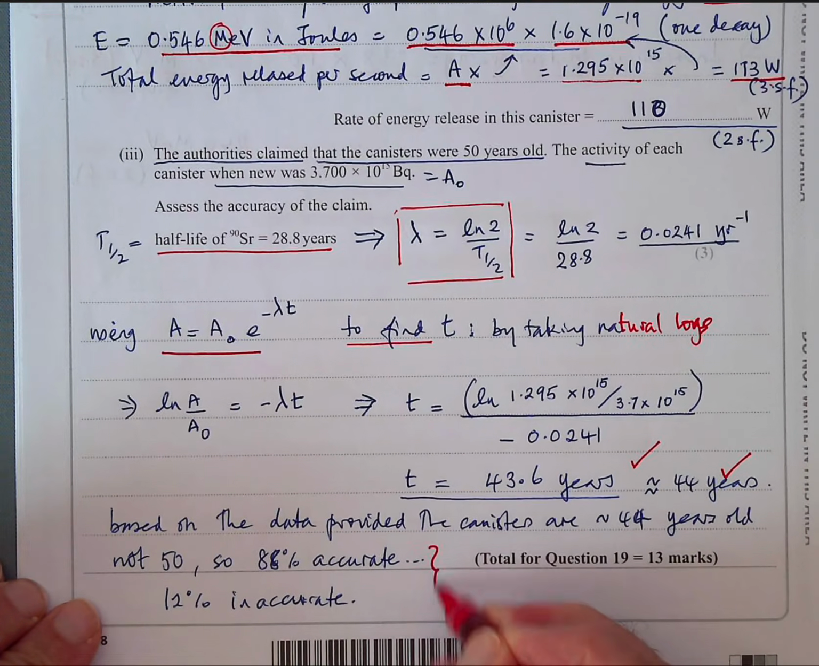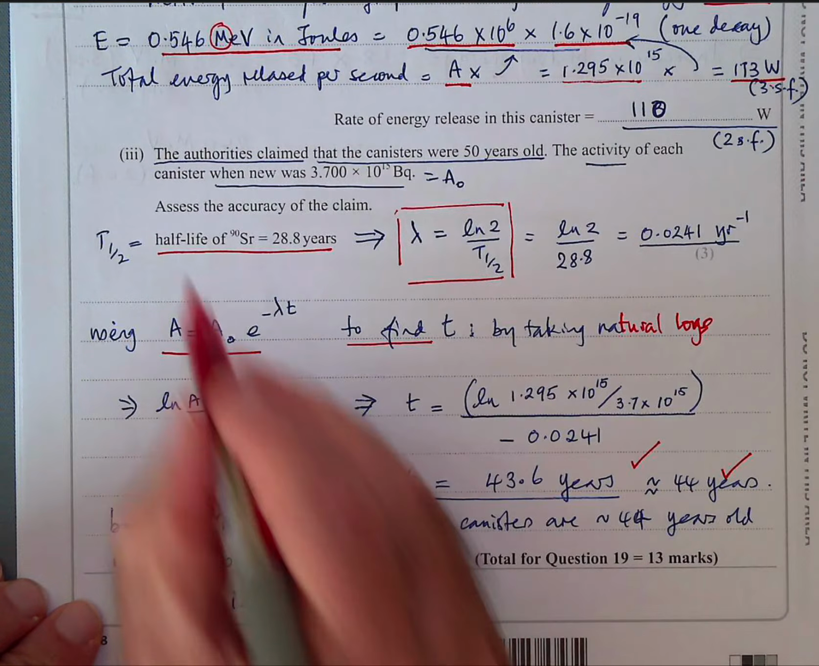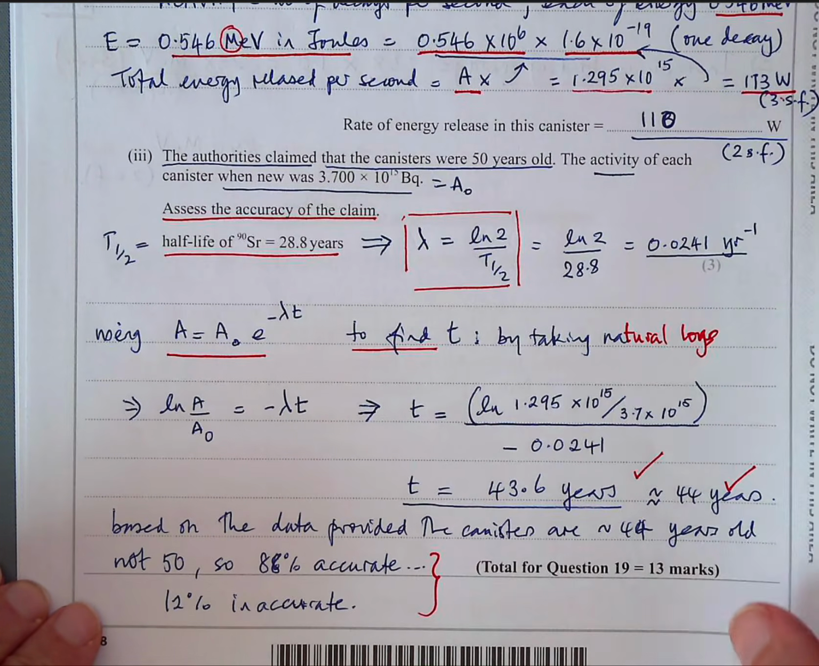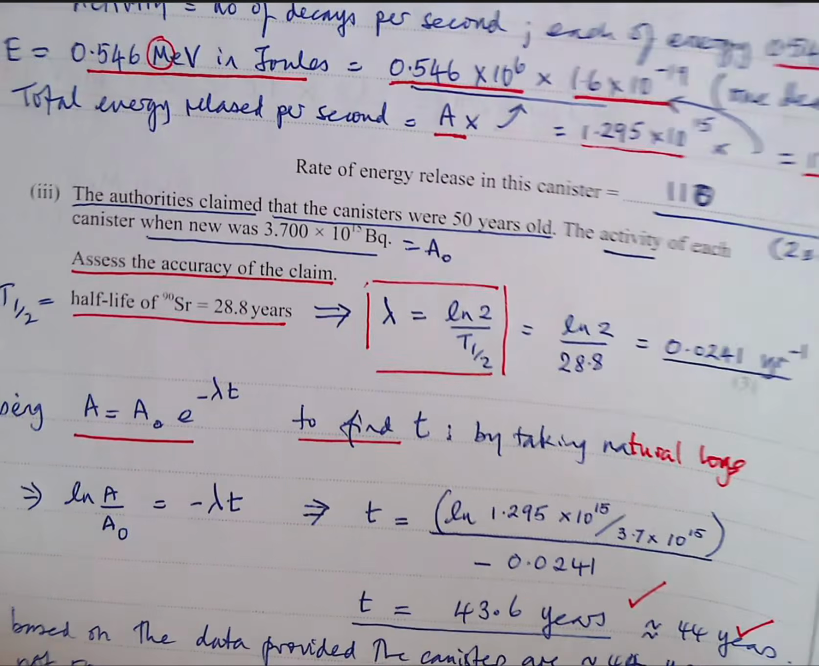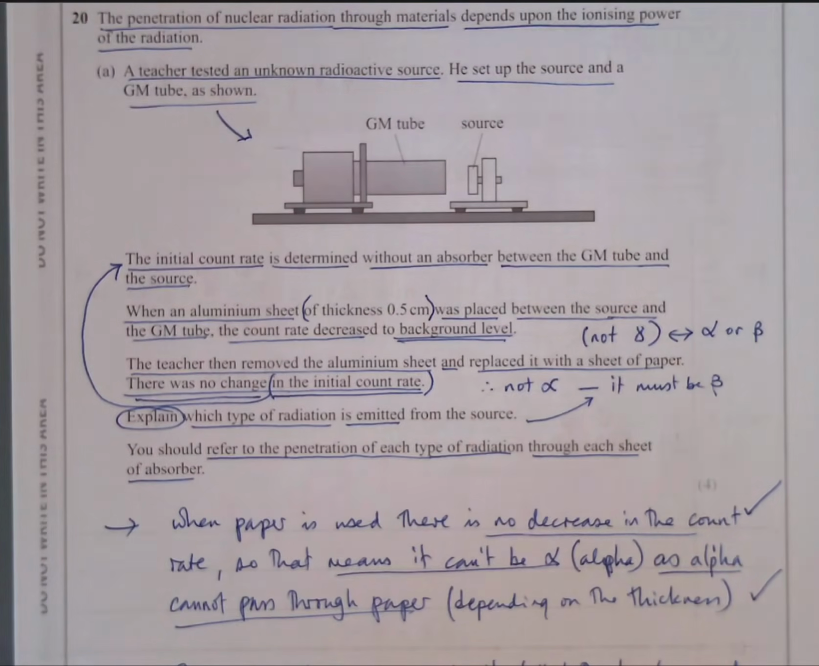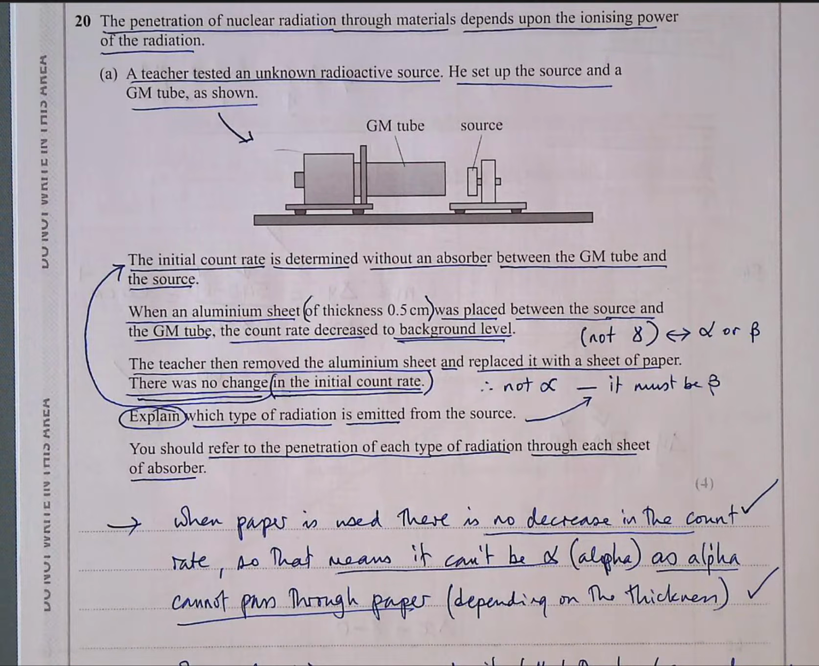This is the kind of way you can show that you have analyzed it to the nth degree to assess the accuracy of the claim. It's a ballpark figure. It's approximately 50 years old to 1 significant figure, but to 2 significant figures it's 44 years. All right, so that's the end of the question on nuclear physics.